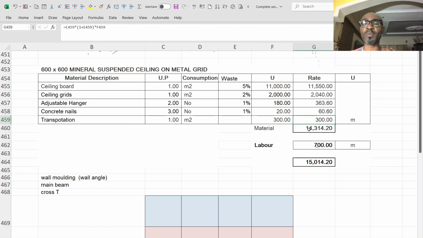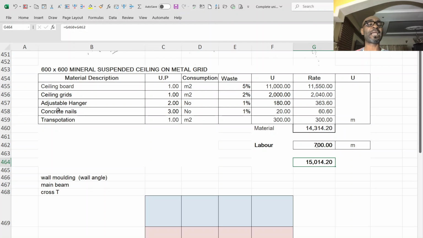So by the time you sum the total amount for material, it gives you 14,314.20 kobo. Then you now have the labor, which varies from one place to another. So I am using 700 per square meter for the ceiling. If you add it together, you have 15,014 naira 20 kobo.